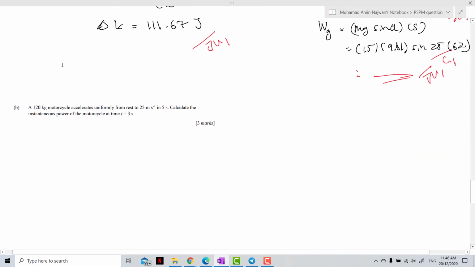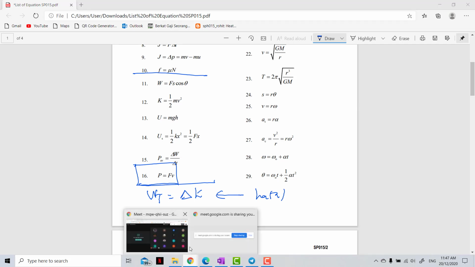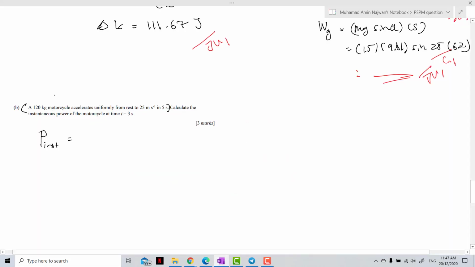Now, question number 5B. A 130 kilogram motorcycle accelerates uniformly from rest to 25 meters per second in 5 seconds. So this is the first sentence. Calculate the instantaneous power of the motorcycle at time t equals 3 seconds. So, power instantaneous equals what? Refer back to your equation here. Instantaneous power, P equals Fv. So you do it here, P instantaneous equals Fv.